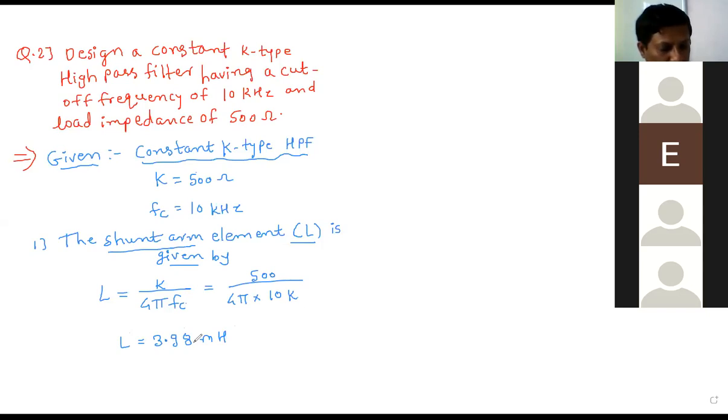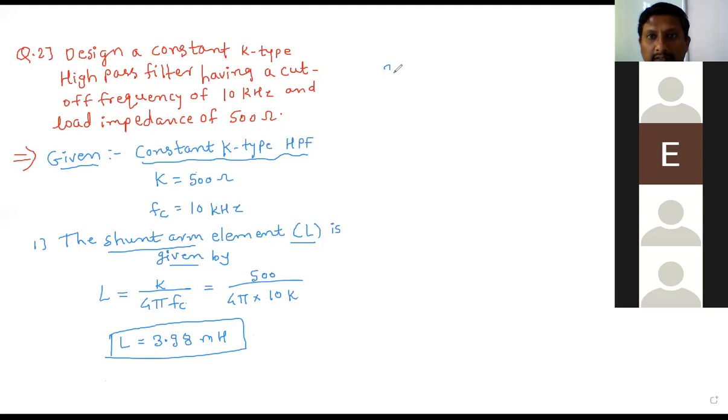So mention everyone in the chat box what values you are getting. I will see how many of you got the answer. Only 2 students mentioned. Okay, 3, 4. Very good. What about others? Okay, so everyone is getting 3.98 nearly, millihenry. So this is the value of inductor L.